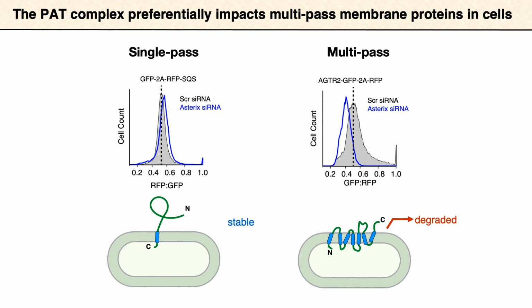And then if we now do the exact same assay using a different multipass membrane protein, in this case, AGTR2, we see that there's a dramatic reduction upon depletion of Asterix in these cells in stability. And we can actually recapitulate this with many different multipass membrane proteins.